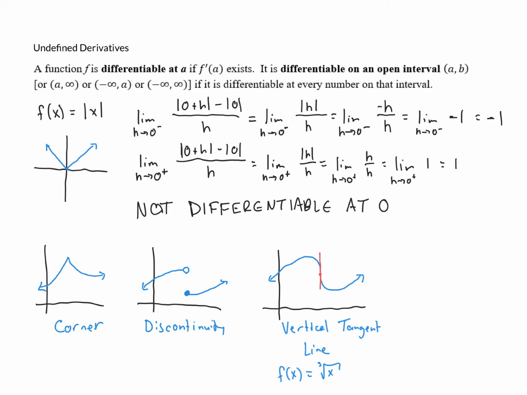These three situations are going to be situations where a function is not differentiable. And the reason this one is not going to be differentiable is because if the tangent line is vertical, that means the slope of it is undefined. And so the derivative is going to end up being undefined. It's going to be a limit that is undefined. So these are the three situations we need to be aware of where a function is not going to be differentiable.